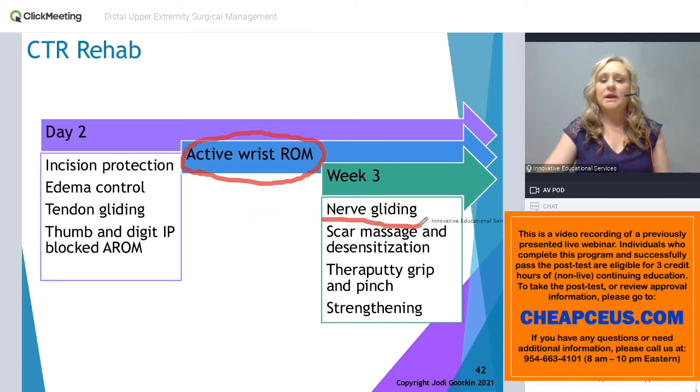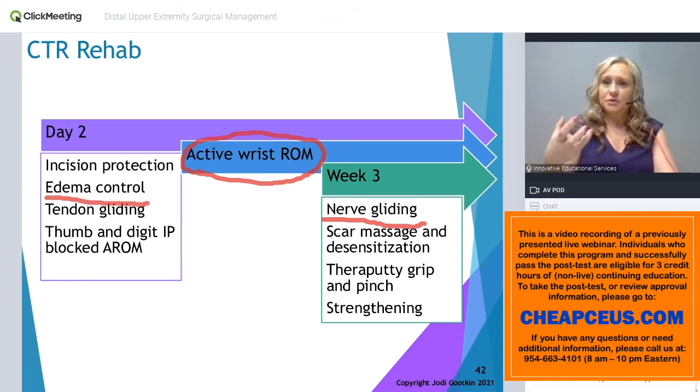We're going to add in our nerve gliding around week 3, scar desensitization, and progress with our strengthening. Elevating at night early on for that edema control is important because we don't want extra bulk in that space that was just released.